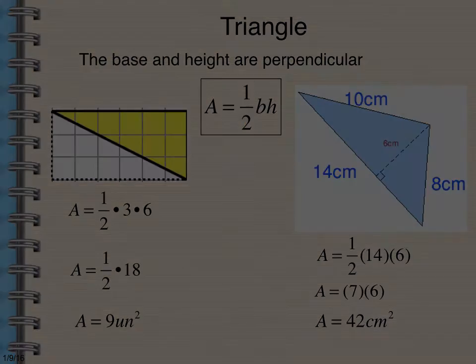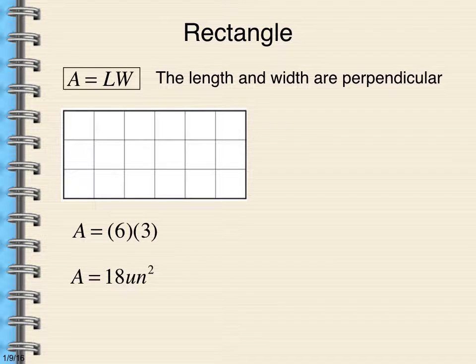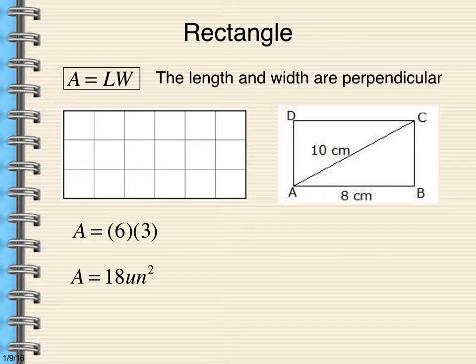Let's move on to a rectangle. We have the area of a rectangle simply as length times width. This should be familiar to you, so we're just going to multiply 6 times 3 to get 18 square units. Let's look at this rectangle.